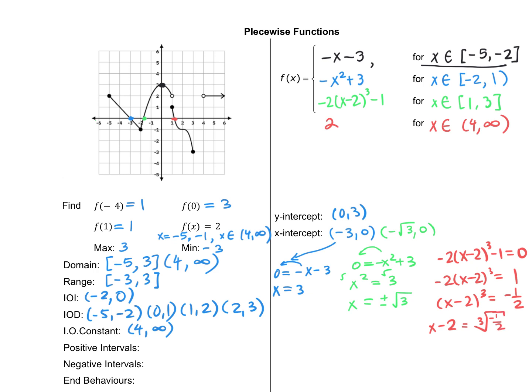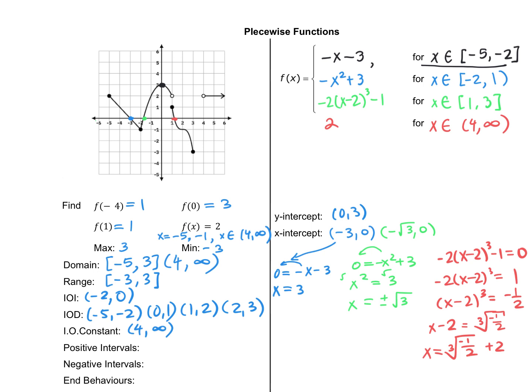As a reminder, when you take the cube root or any odd root, you will not have the plus or minus like you would for an even root. Also, we are allowed to cube root a negative number because a negative to the power of 3 will give us a negative value. And finally, if we bring the -2 over to the other side, here we have our exact x-intercept.